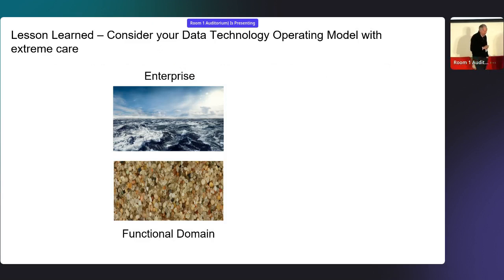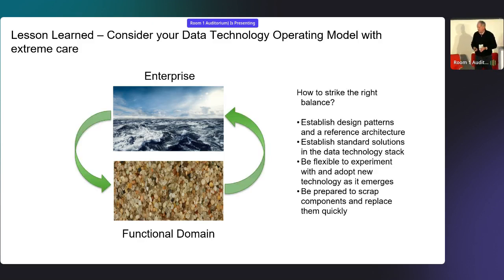consider your operating model carefully. There's really two directions, the top-down and the bottom-up views of data and data operating model. And we all know at the enterprise level, you're boiling the ocean. At the functional domain level, you're picking through grains of sand. So the lesson we take away is: how do you strike the right balance between enterprise and functional domain?